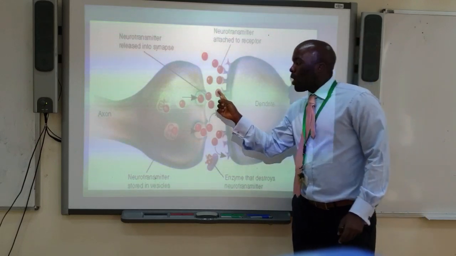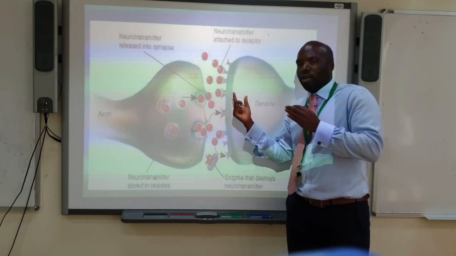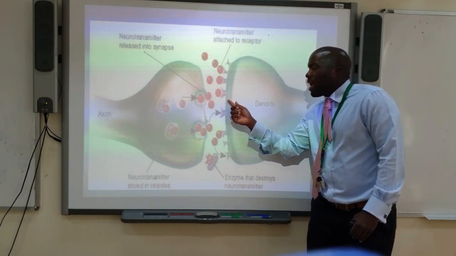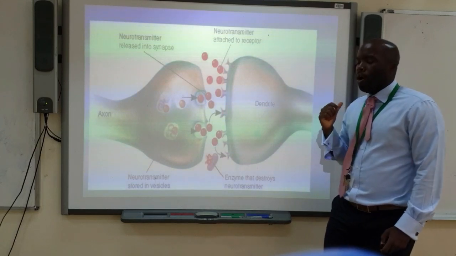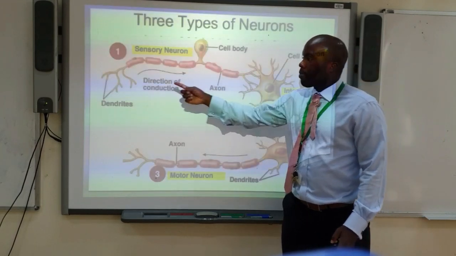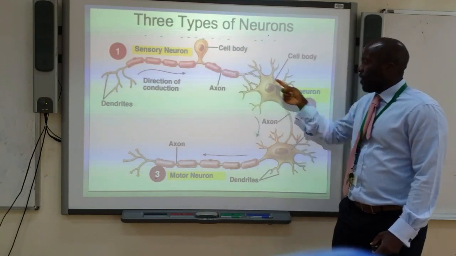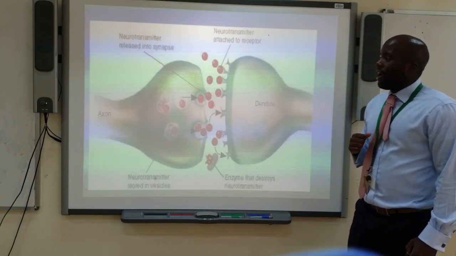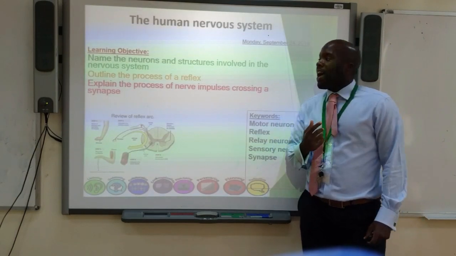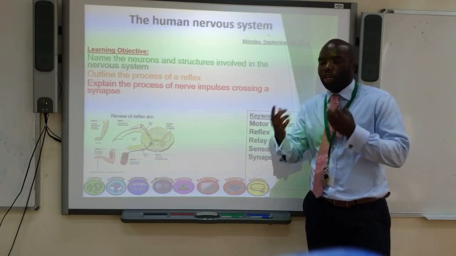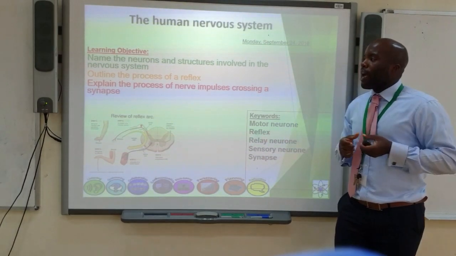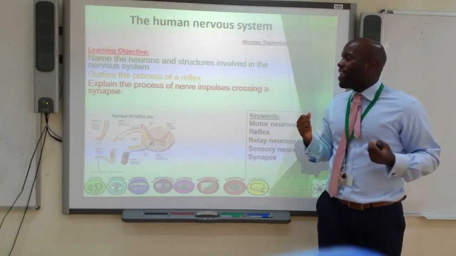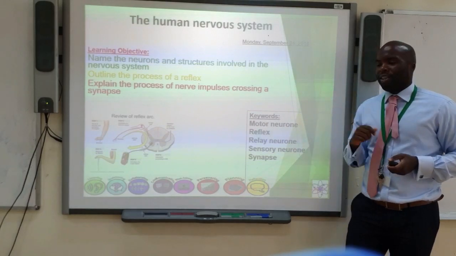Now, when the neurotransmitter binds with a receptor on the following neuron, the electrical impulse will then continue along the following neuron. And that is how signals are able to be passed very quickly from neuron to neuron, even though they are not connected. So guys, hopefully now you're able to name the neurons and the structures involved in the nervous system. Hopefully you're able to outline the process of a reflex. And finally, hopefully you're able to explain the process of nerve impulses crossing a synapse.